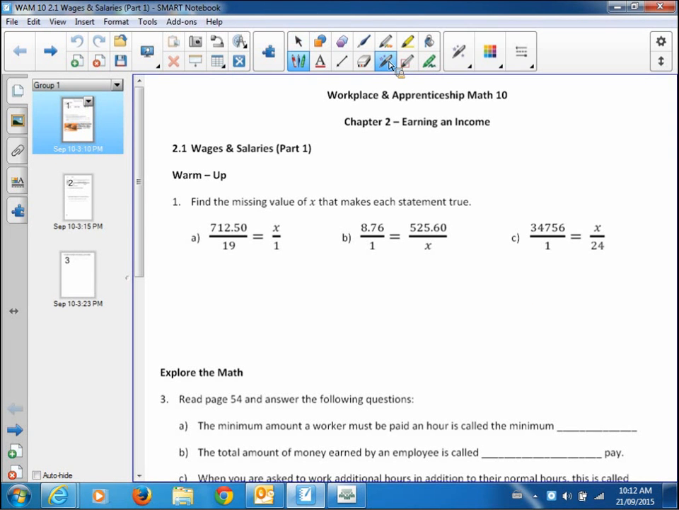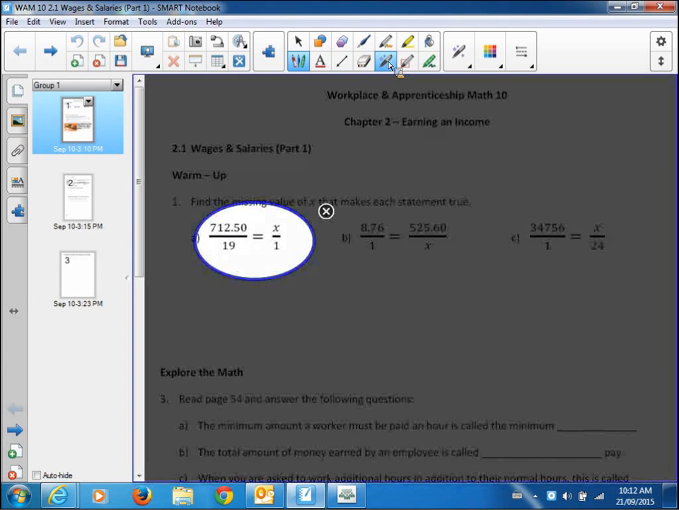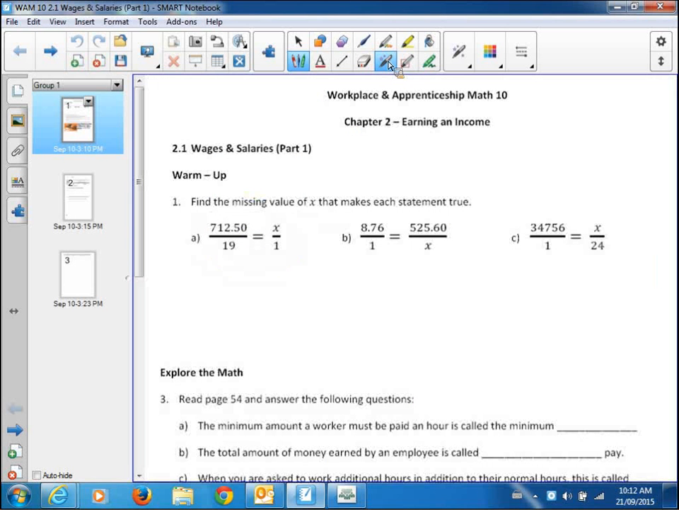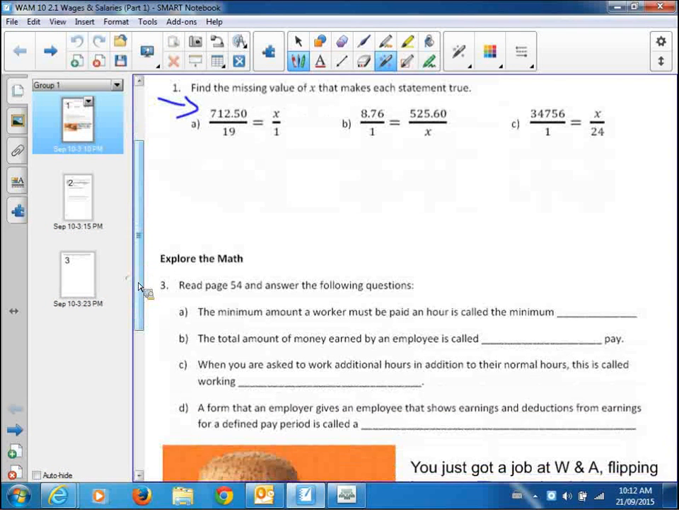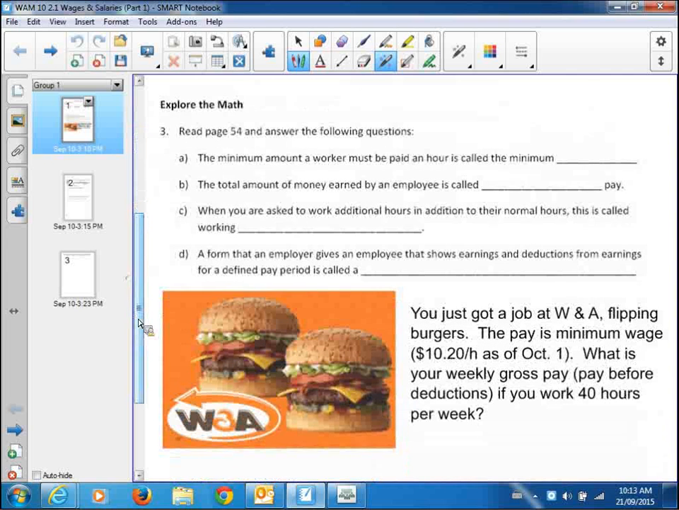Anyways, for this section here, wages and salaries, earning money. I think we know how to do this, right? We better, because that's the equation that you do all throughout 20 and 10. So, cross multiply, divide by the loaner, and I'll leave these three for you to do afterwards. What we're going to do is just explore the math thing here. It says read. Well, we aren't going to read here. We're going to just do it as a discussion.